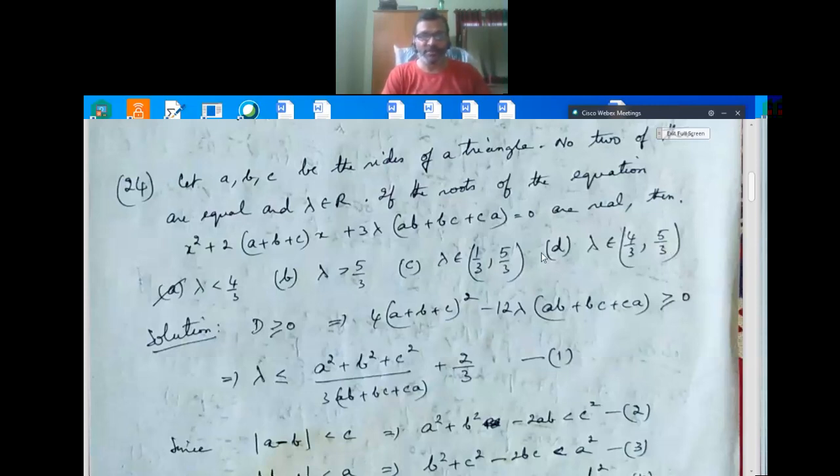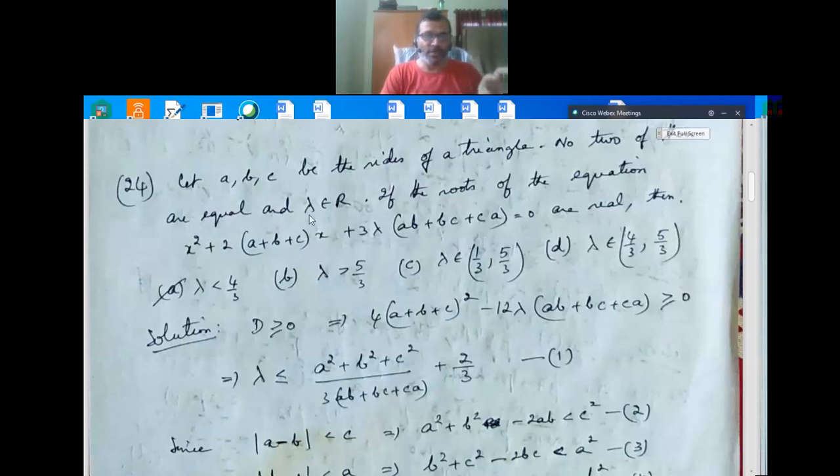So once again I will explain this. See, let a, b, c be the sides of a triangle. No two of these are equal. We have to understand the question. Let a, b, c be the sides of a triangle, no two of these are equal, and lambda belongs to R.